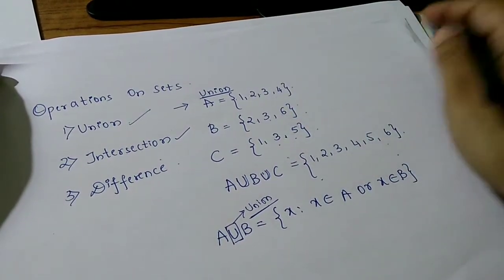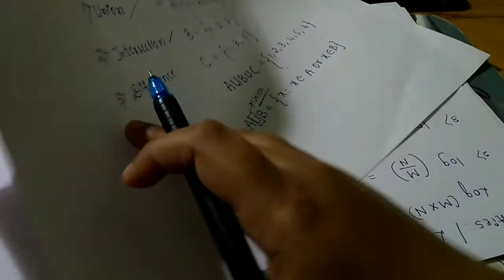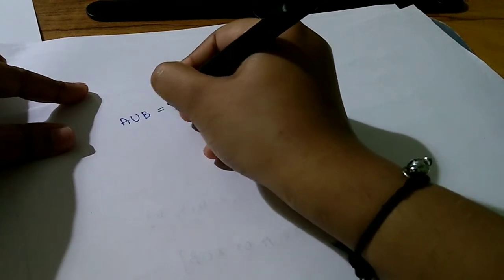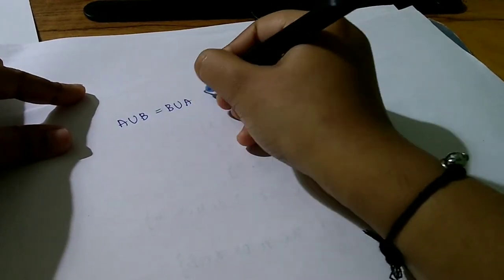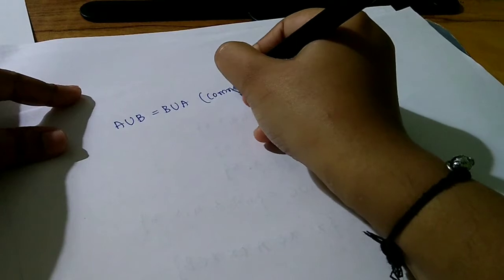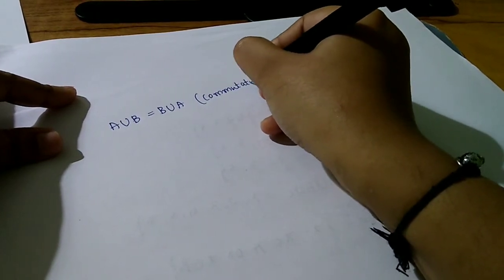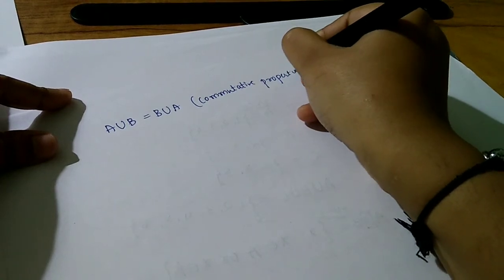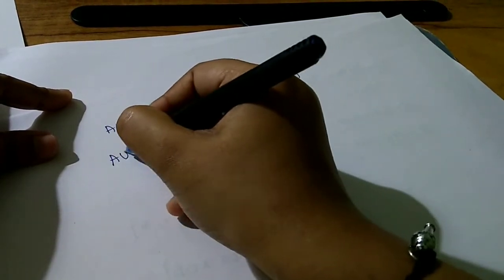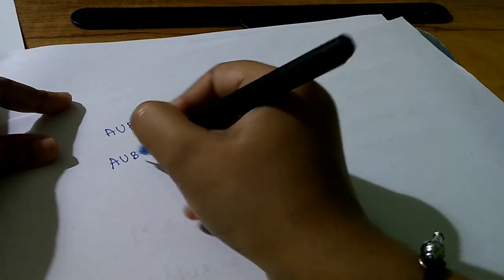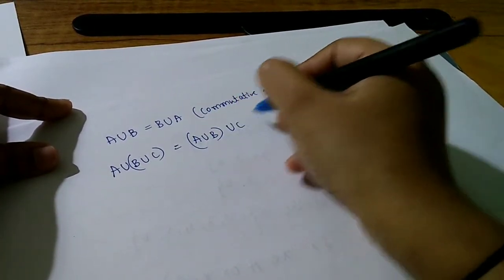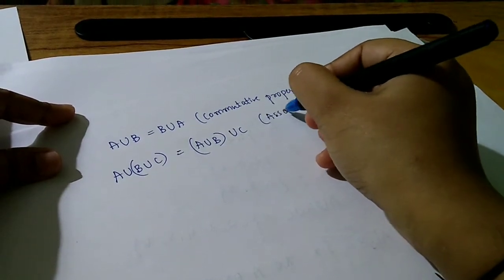Regarding union also I had told you a few properties. What are those properties regarding union of two sets? A union B is equal to B union A. This was the commutative property. Similarly, I had told you regarding associative: A union B union C is equal to A union B union C. This is associative.